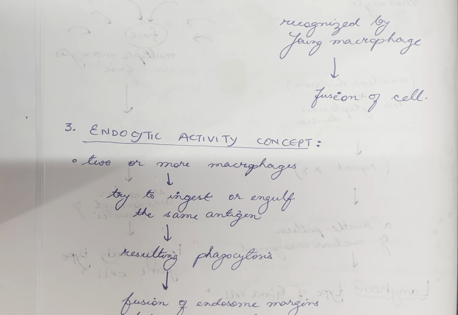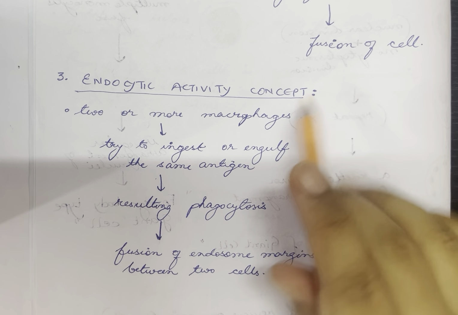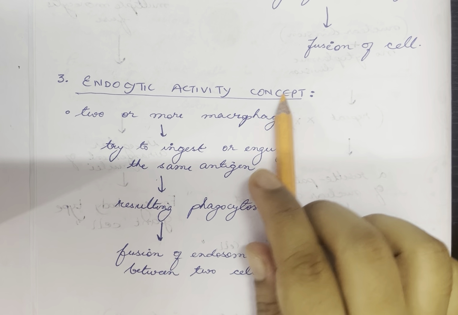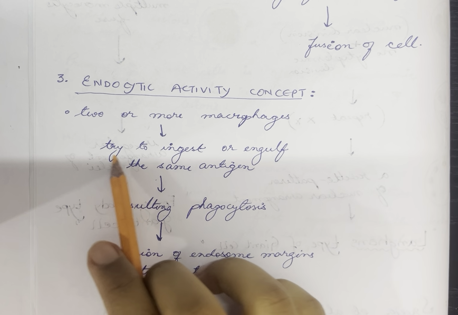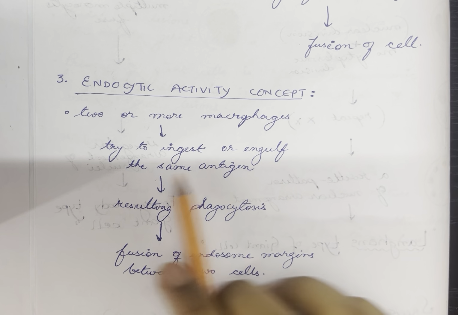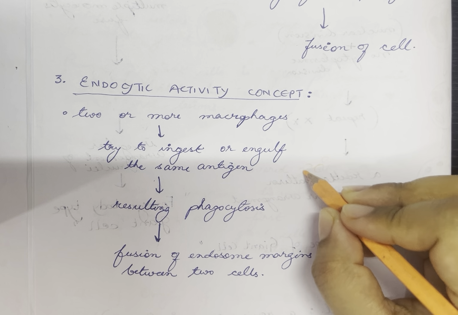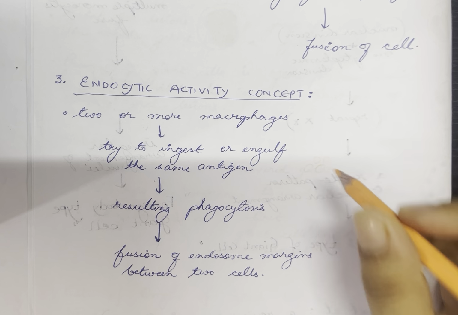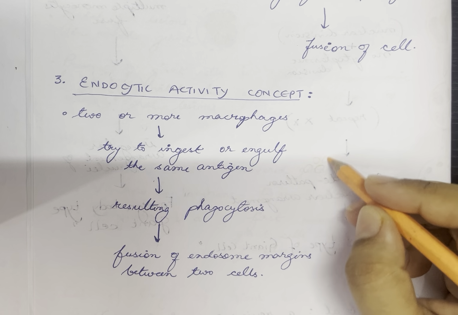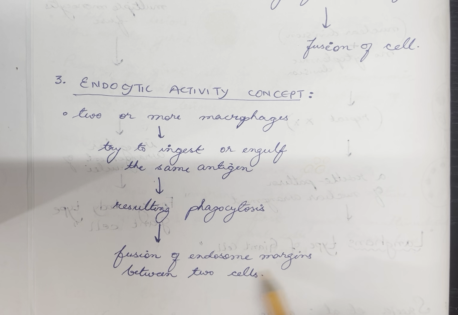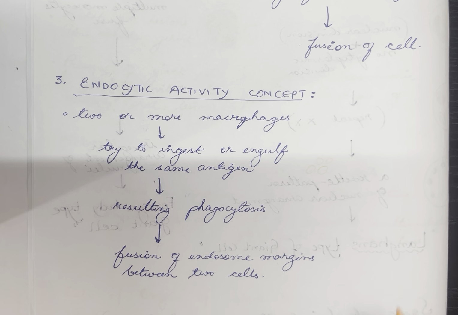Now there is something called the endocytic activity concept. Two or more macrophages try to ingest or engulf the same antigen. If there is one antigen and 2 or 3 macrophages are trying to engulf it, it results in phagocytosis and then fusion of endosome margins between the 2 cells, and therefore there is a multinucleate giant cell.